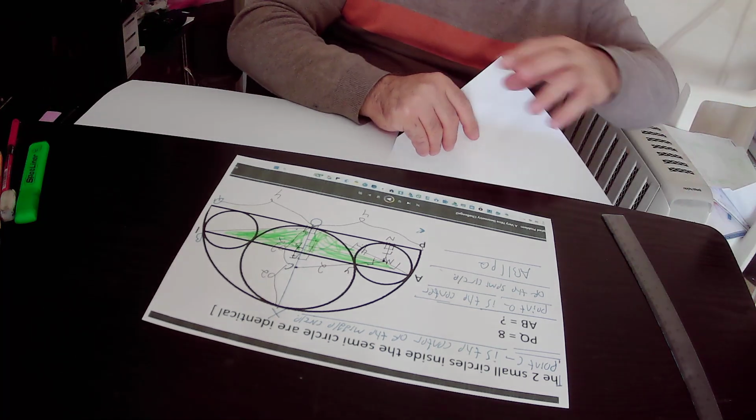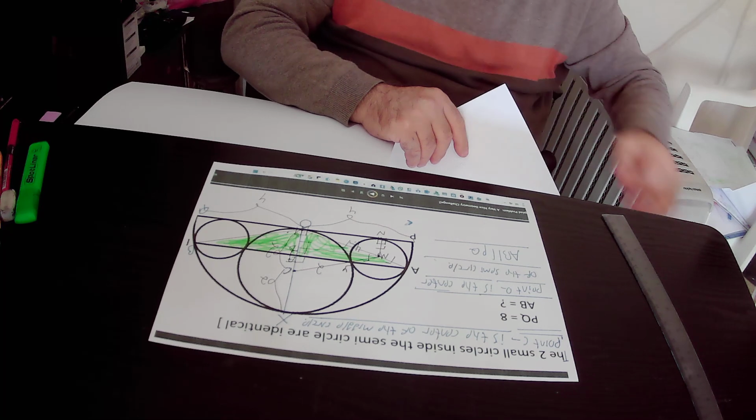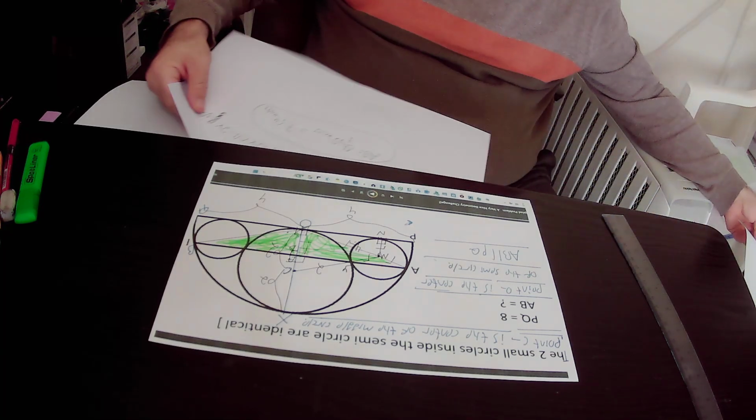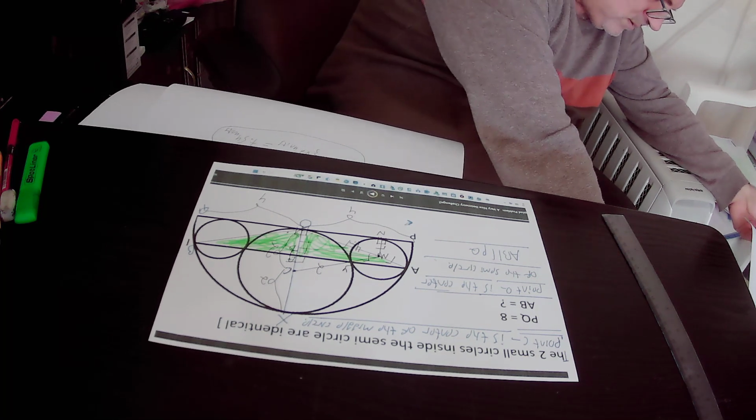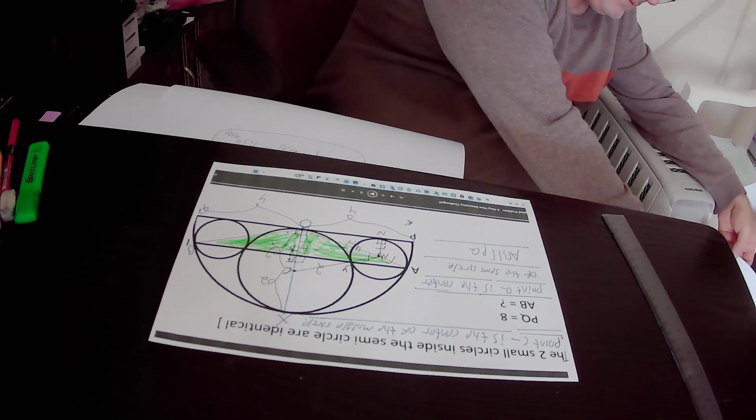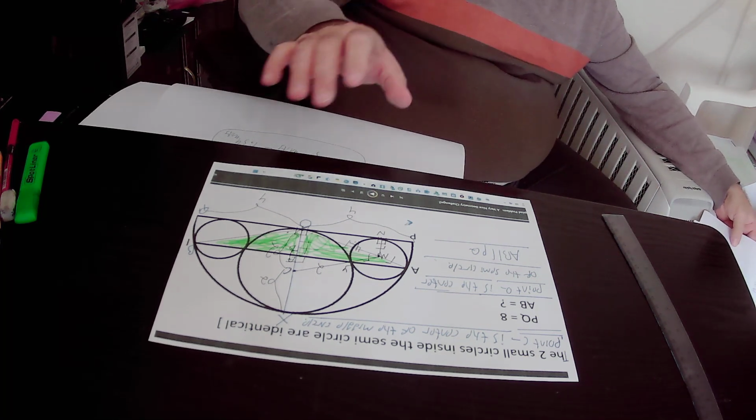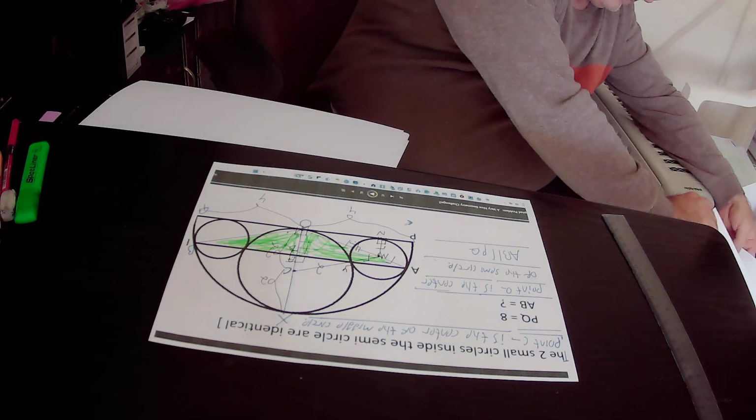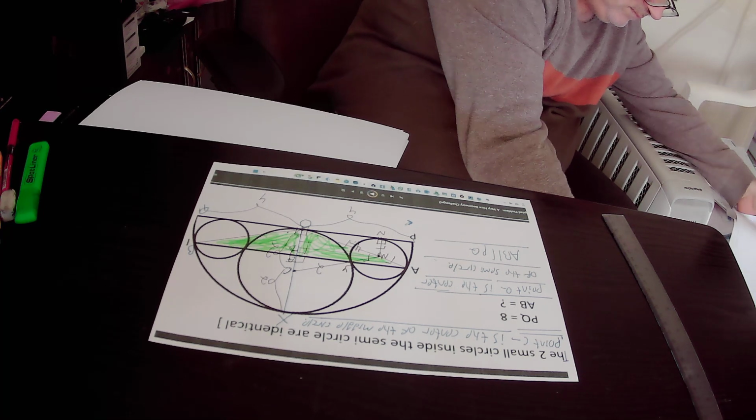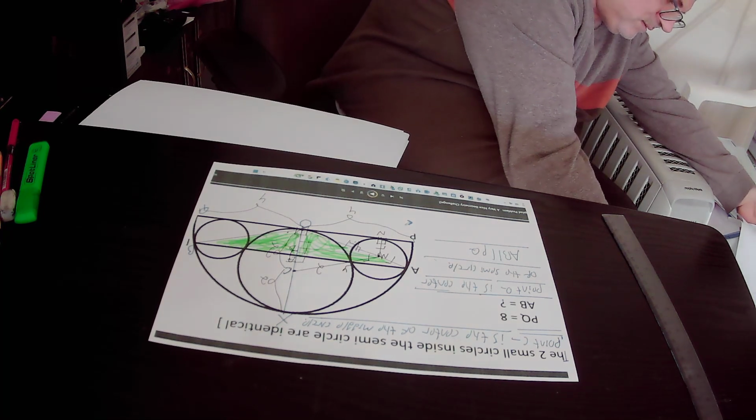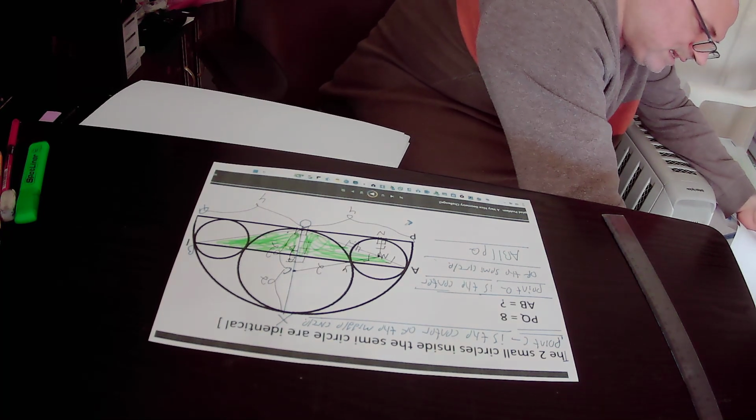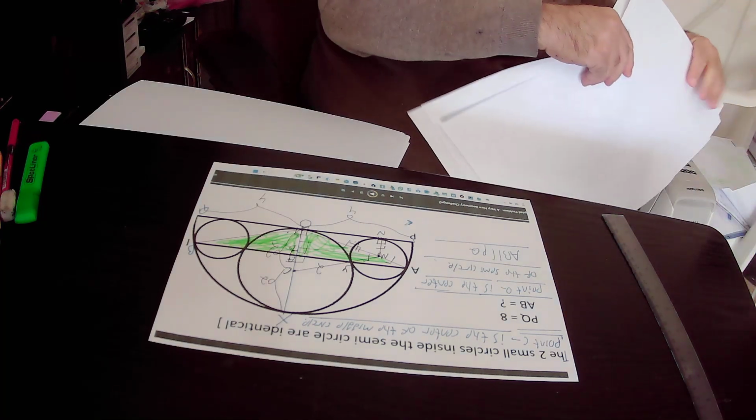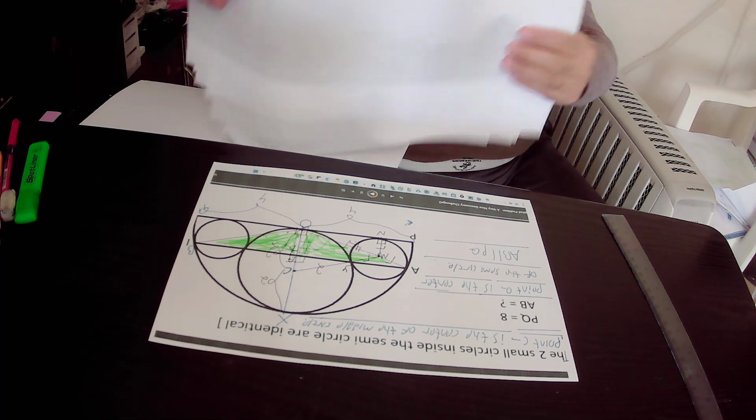Actually, we wanted to find out the size of AB, or the length of AB, and we have here a semicircle, and inside the semicircle we have 3 circles.